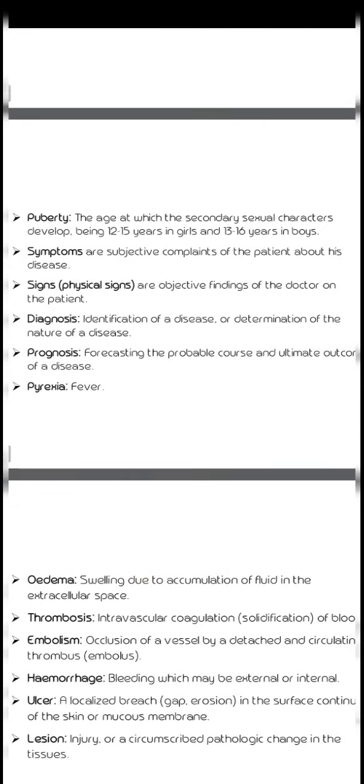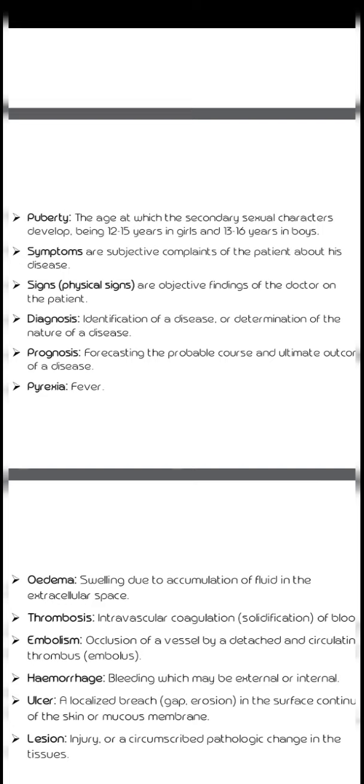The next terms. What is puberty? Puberty is the age at which the secondary sexual characters start appearing in a man or a woman. In males, 13 to 16 years is the age in which the secondary sexual characters develop. That is the development of pubic hair, the development of penis and scrotal structures, testes.